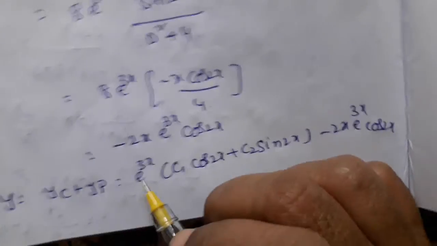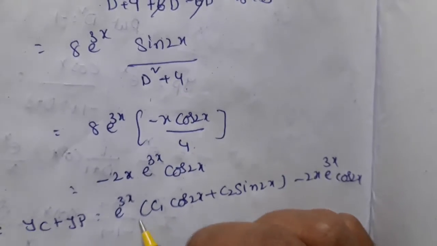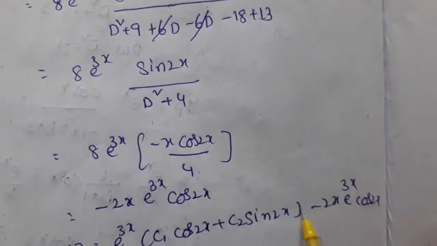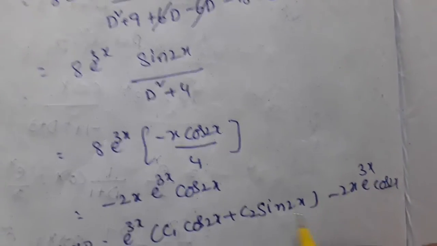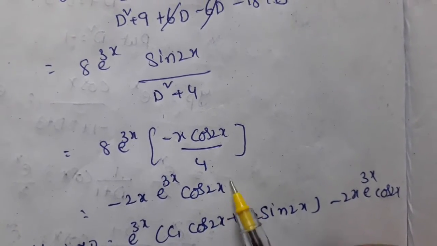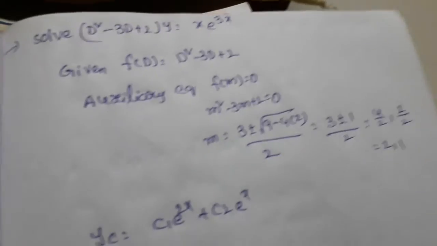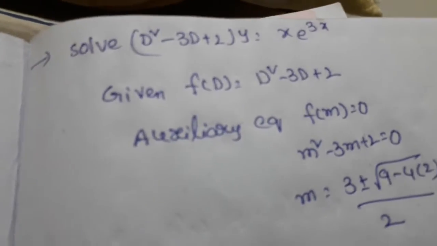So y is equal to yc plus yp. yc is e power 3x into c1 cos 2x plus c2 sin 2x, minus 2x into e power 3x cos 2x. So here both the problems are done. So let's see another problem.